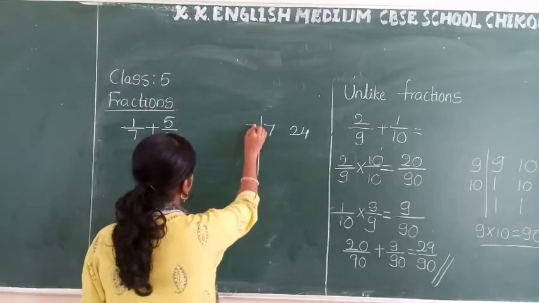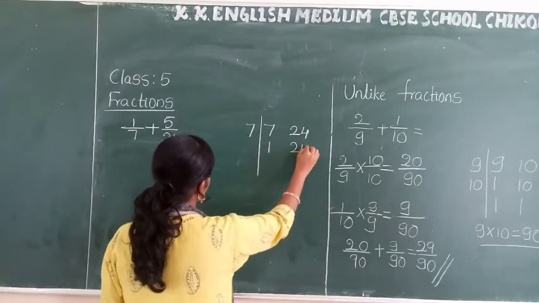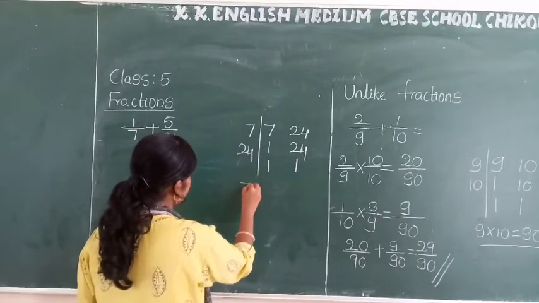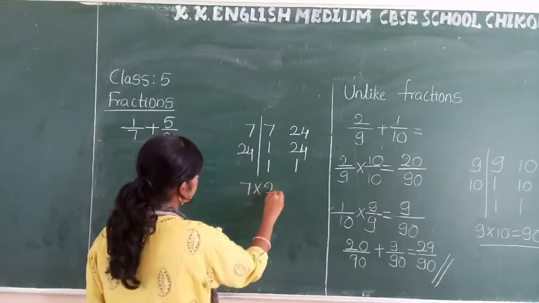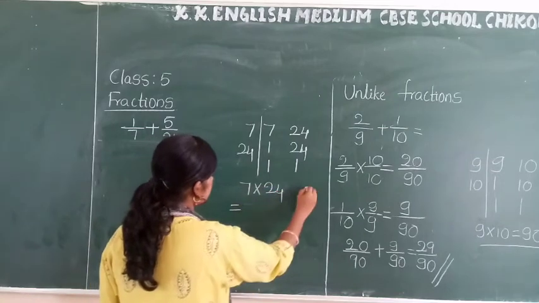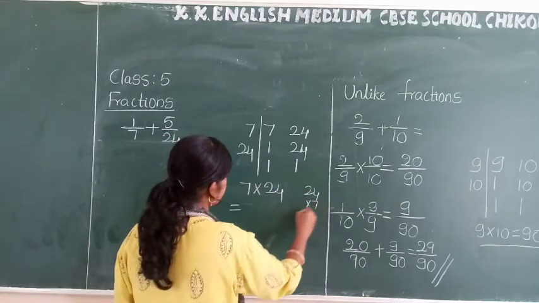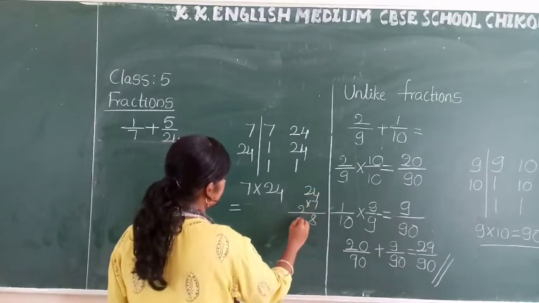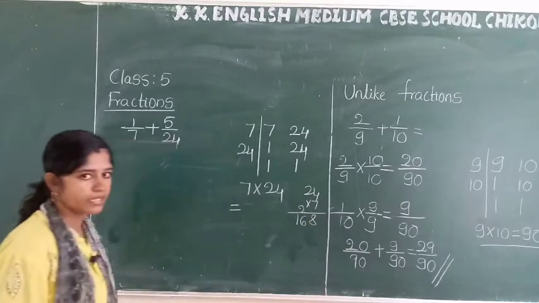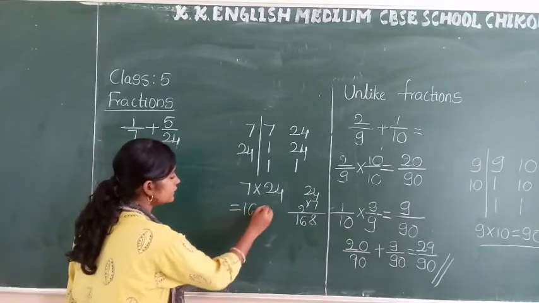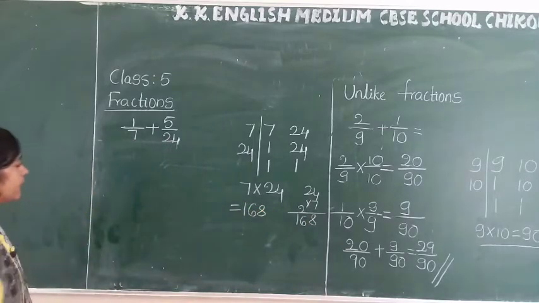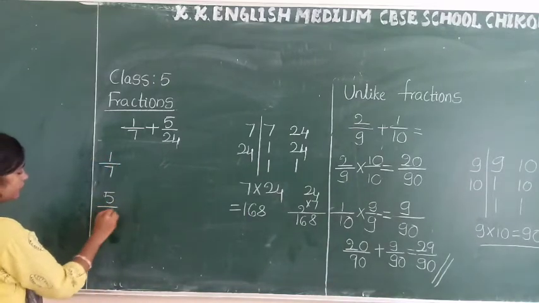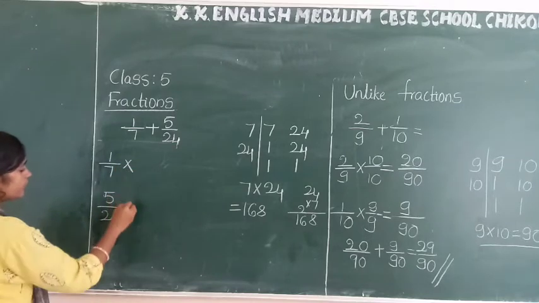So directly you take 7 ones are 7 and 24 as it is, 24 ones are 24. Then multiply 7 into 24. So what is the answer? 24 sevens: 7 fours are 28, 7 twos are 14, 14 plus 2 is 16. Okay, so the LCM is 168.